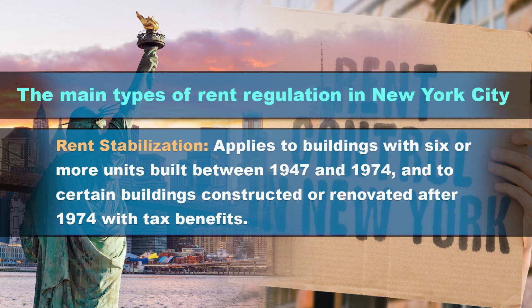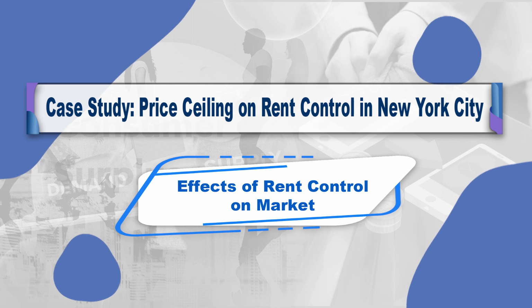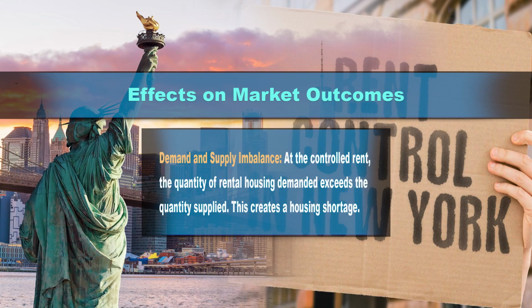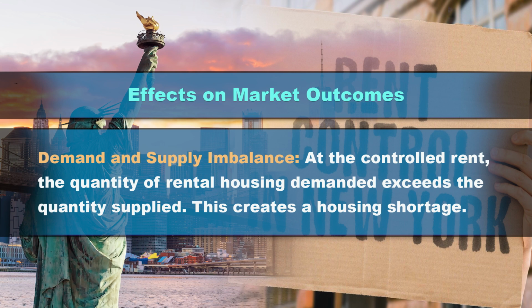Another kind is rent stabilization. This applies to buildings with 6 or more units built between 1947 and 1974 and to certain buildings constructed or renovated after 1974 with tax benefits. Now let us look at the effect of these rent controls on market. First is the demand and supply imbalance.